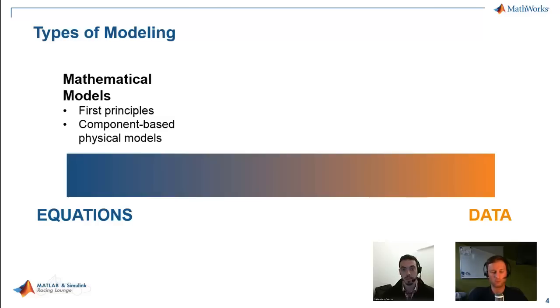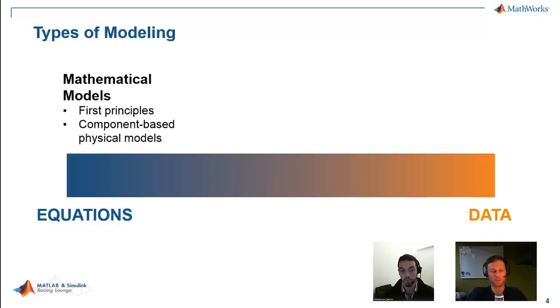First principles means that you take equations of physics that are well known, like force equals mass times acceleration, for example, and you build the math for your system. So that's one way. Another one is to use component-based physical models, where you might know, for example, that your system is made of springs and dampers, and you know what those equations are, so you just connect them together.